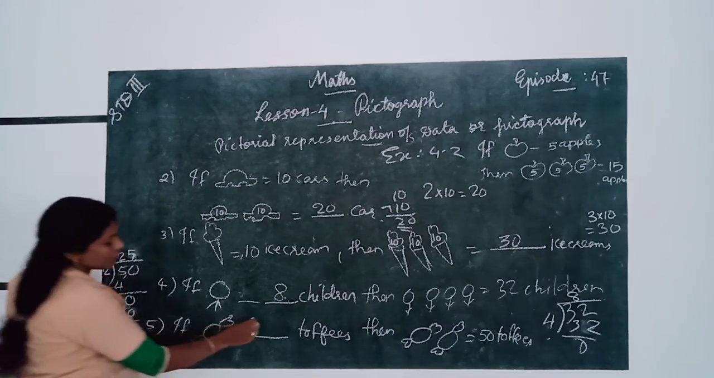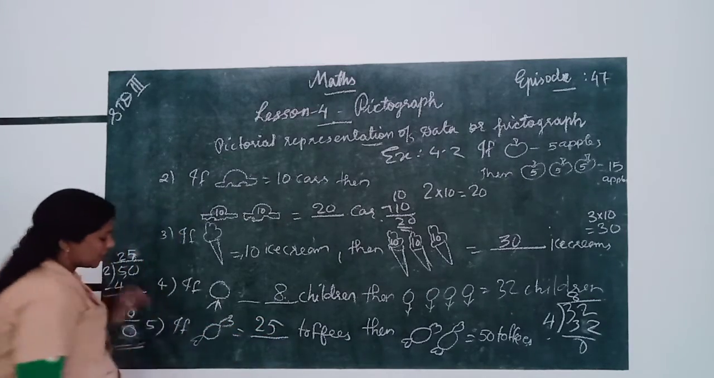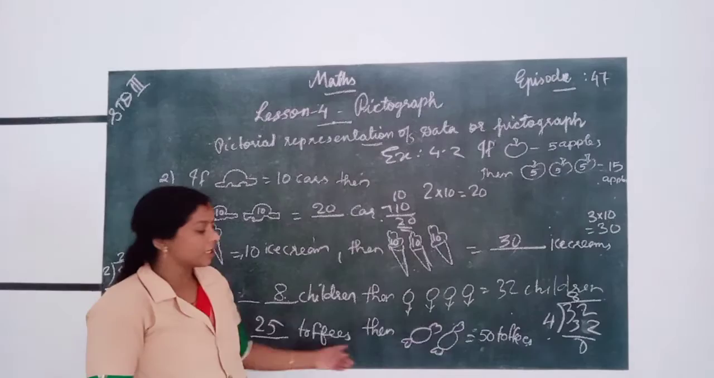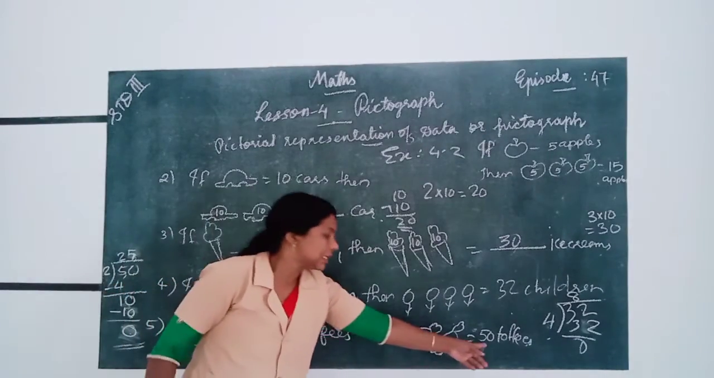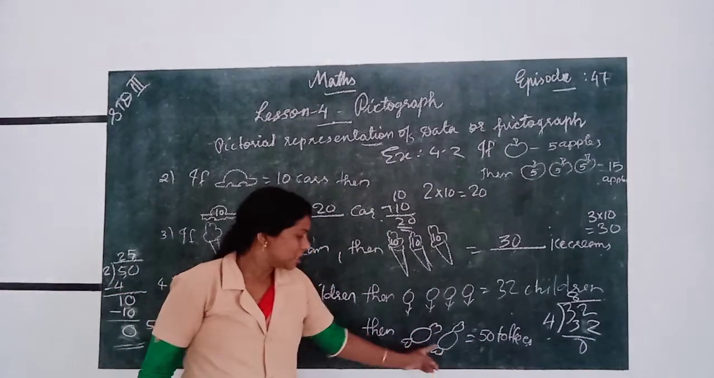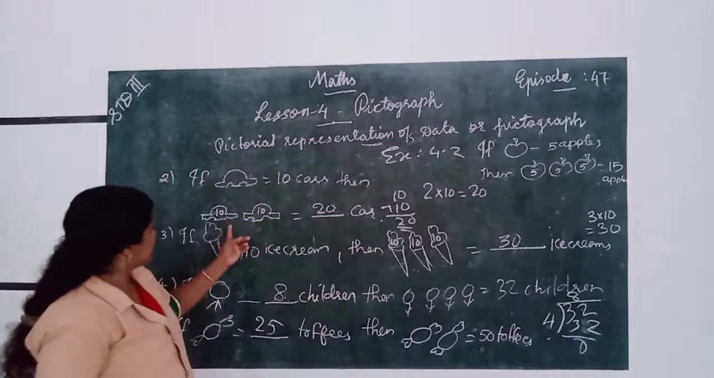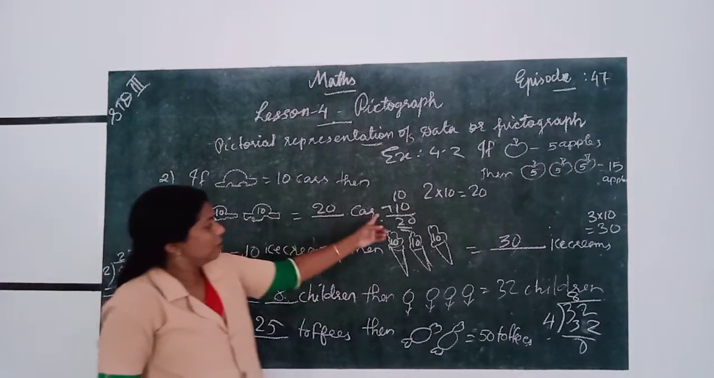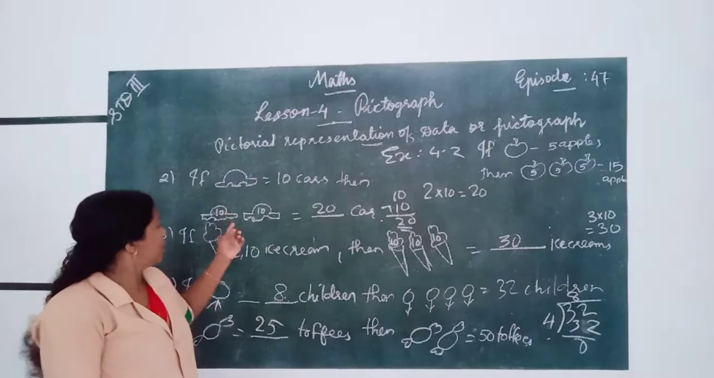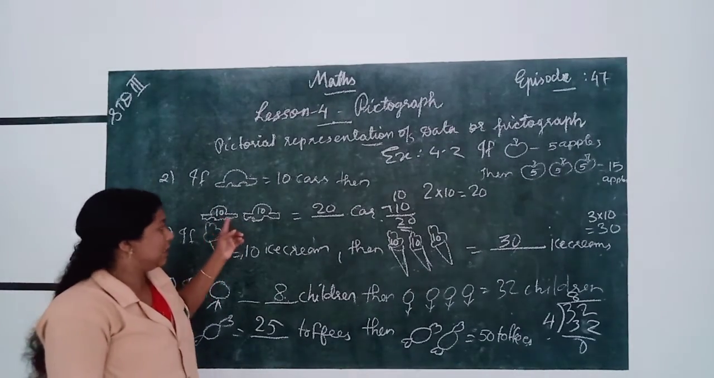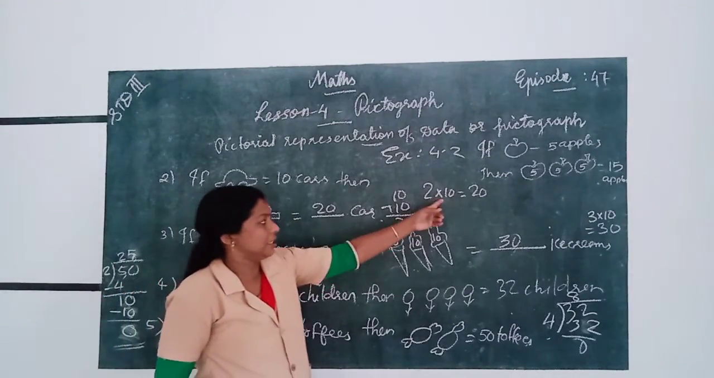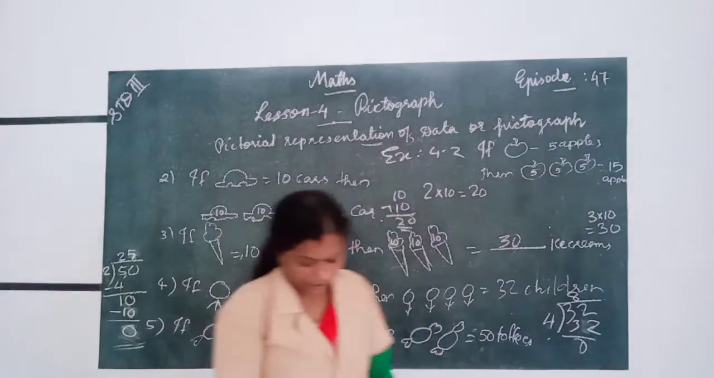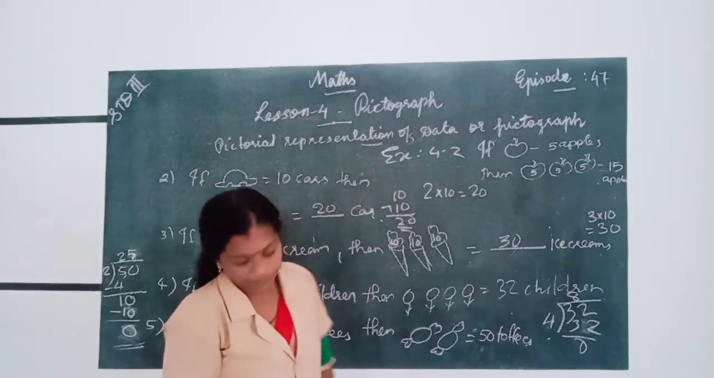So answer is 25. If the total is given, we will divide by the number of pictures. In this case, here the line is multiplied. Or if the value is given, the number of pictures will be multiplied. Okay, that's good. So exercise 4.2 is over.